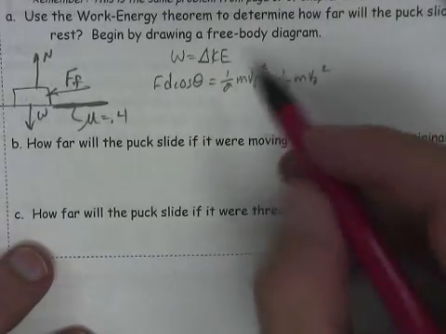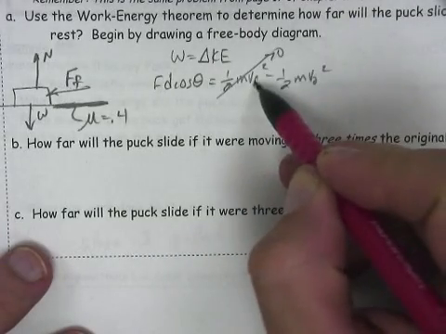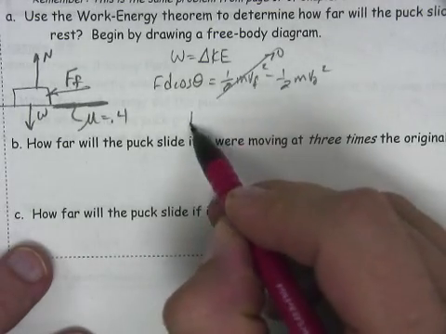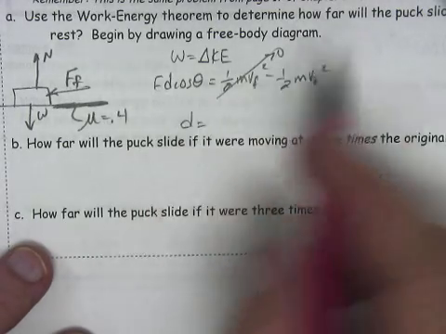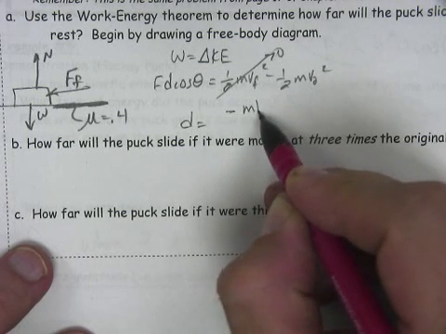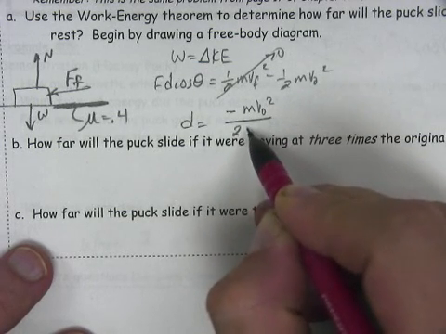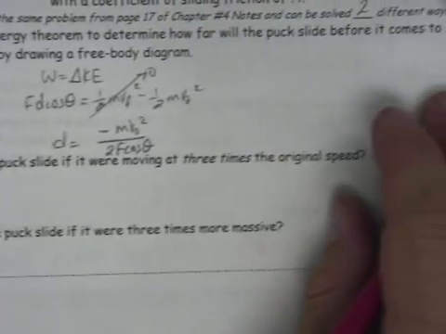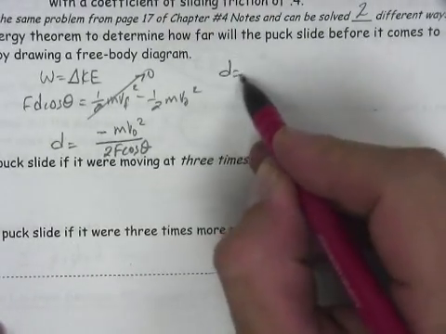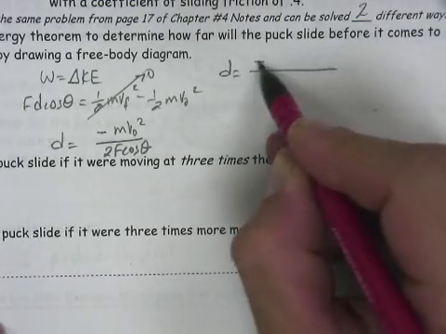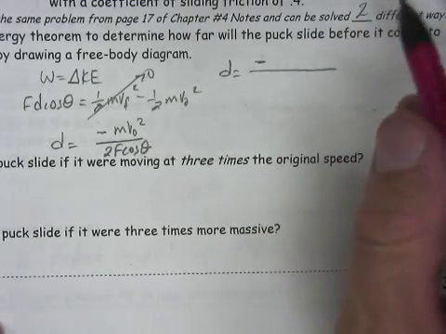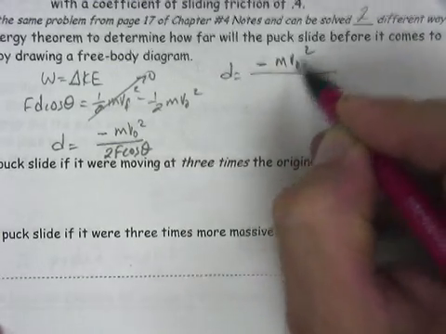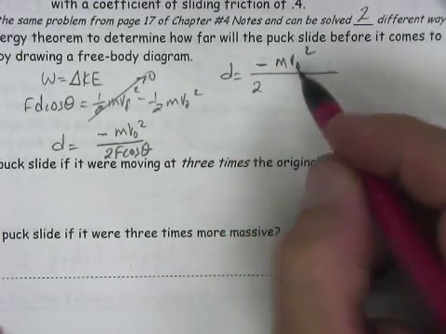All right, and then since it comes to rest, the final velocity is 0. That means this whole term drops out. I'm looking to solve for d. So d is then going to equal, I'm going to divide by F and cosine theta, so I get negative m v0 squared over 2 F cosine theta. And then d is equal to negative m v0 squared, all divided by 2, and then this F.